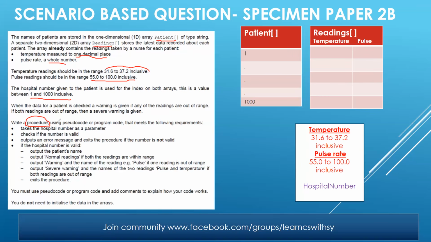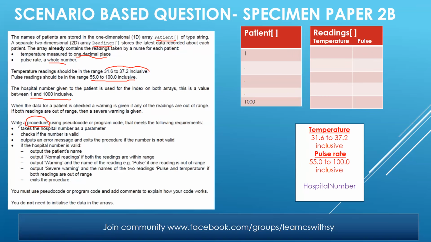Now, what are the requirements? Takes the hospital number as a parameter. Now, this is the first requirement. Your procedure should take the hospital number as a parameter. Okay? Now, checks if the number is valid. What is the valid value? That's excellent, Ahmed. It's basically the value will be valid if it's between 1 and 1000 inclusive. That's accurate. Thank you very much.